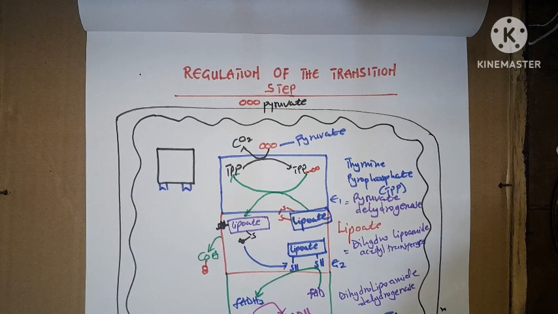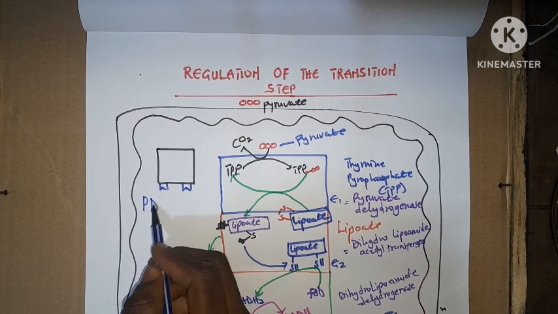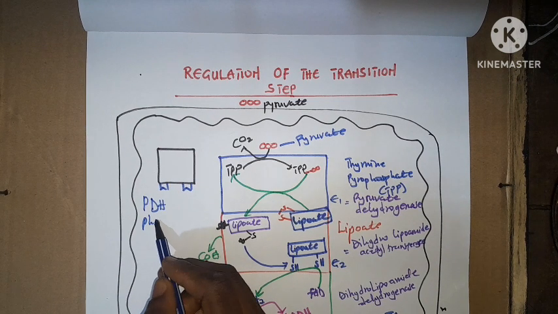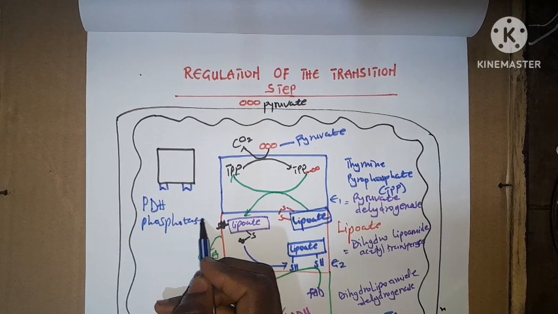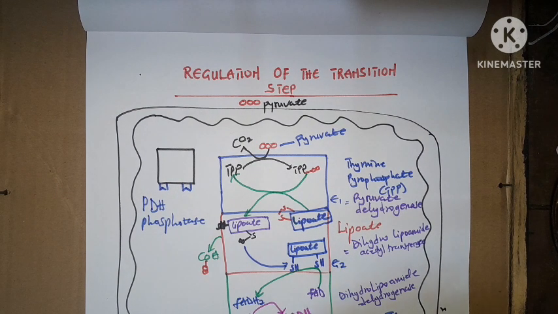We have another enzyme known as pyruvate dehydrogenase phosphatase. Let me abbreviate it, PDH phosphatase. Let's assume there is a phosphate attached to enzyme 1 that is preventing it from making more ATPs.